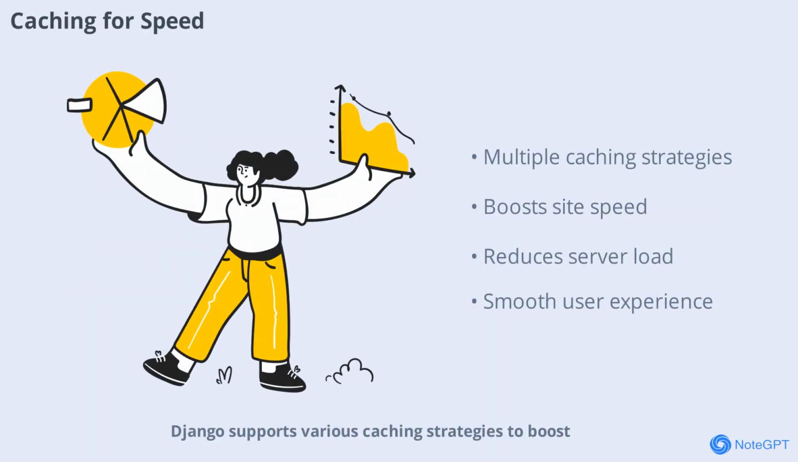Django supports various caching strategies to boost your site's speed and reduce server load. You can cache entire pages, specific views, or database queries, ensuring users get fast responses. Proper caching is key to delivering a smooth, high-performance web experience.